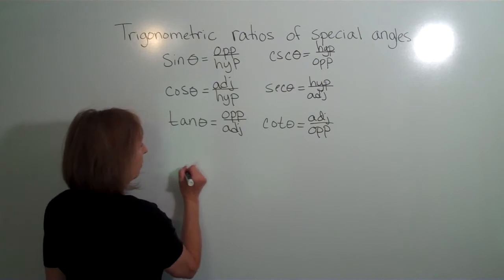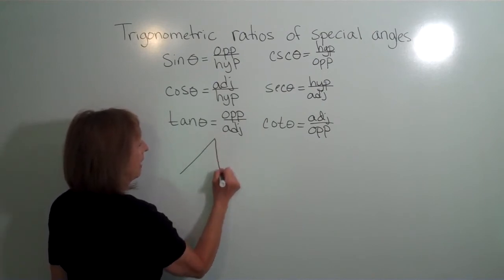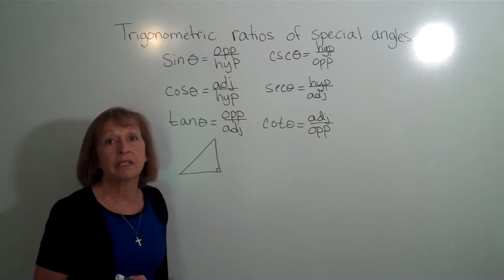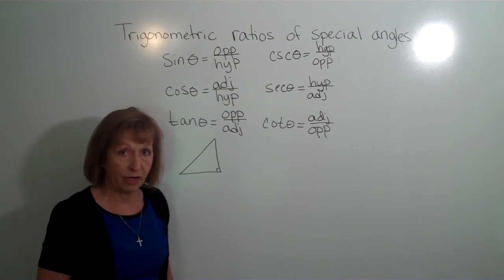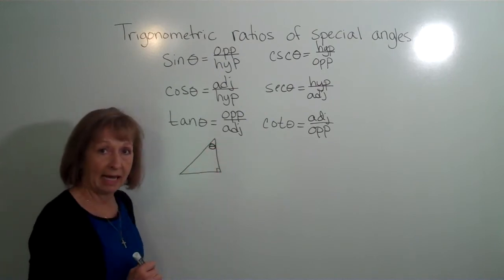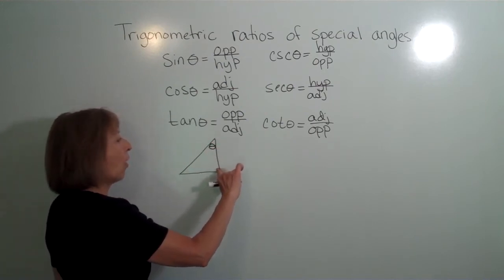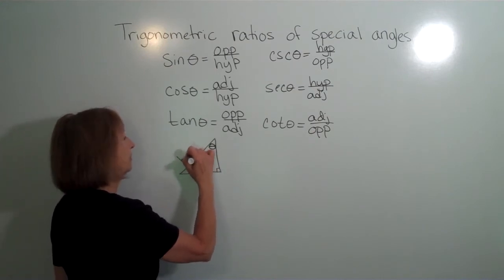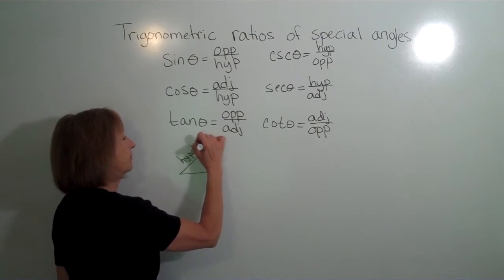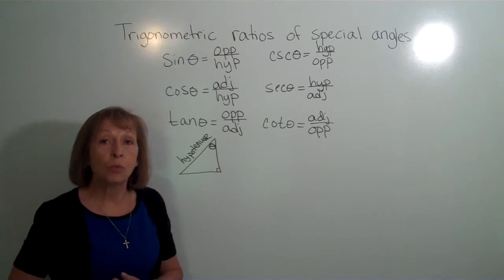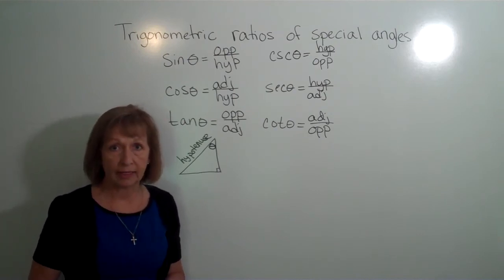Now recall that when we're looking at this, we have our right triangle. The theta we're talking about in all of these definitions is one of the acute angles in that right triangle. Whichever angle you call theta, the one you're focusing on, your hypotenuse is always opposite the right angle, so it's always the longest side of the right triangle. But the adjacent side and the opposite side are relative to which of the acute angles you're talking about.